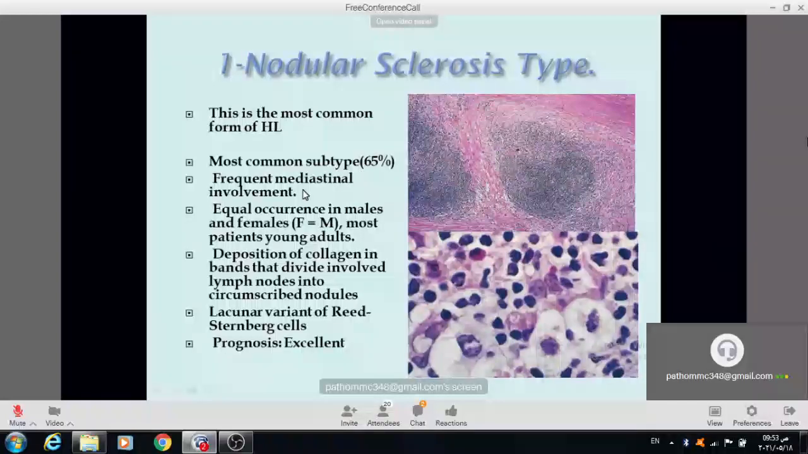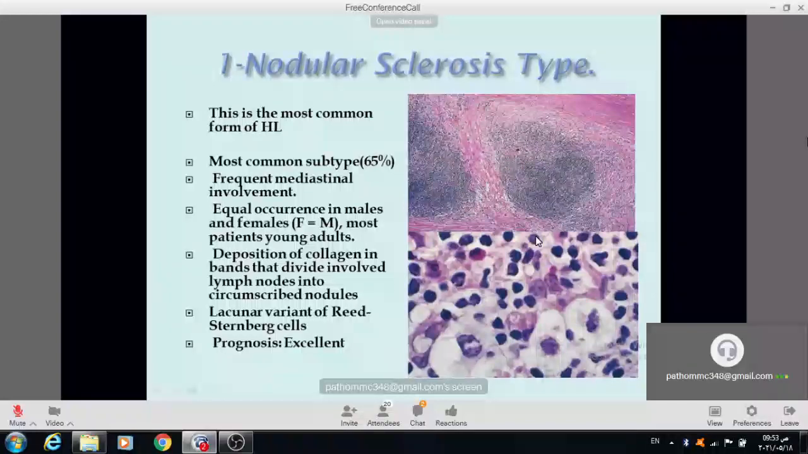It frequently presents as a mediastinal mass, okay? There is equal occurrence between males and females, and it usually affects young adults. Why do we call it sclerosis? Because there is deposition of collagen in bands that divide the lymph node into nodules, and these nodules give the nodular sclerosis subtype its name.